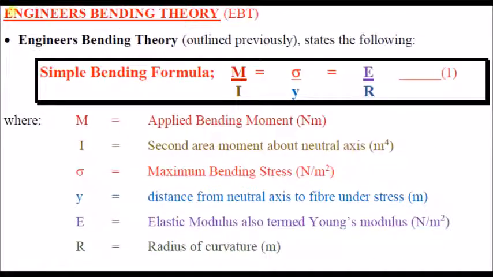Here's an overview of engineers' bending theory, something we reviewed in a previous presentation, EBT as it's sometimes shortened to. This was the simple bending formula we considered. The bending moment divided by the second area moment is equal to the bending stress divided by the distance to the extreme fibre of the beam, and that's equal to the elastic modulus divided by the radius of curvature. The nomenclature is shown below with the appropriate units.